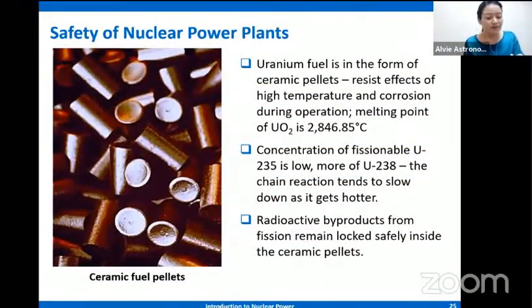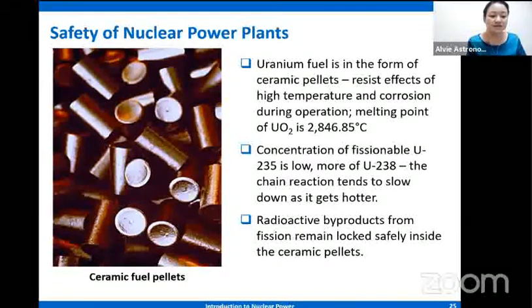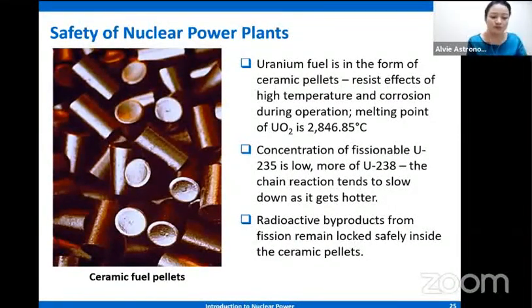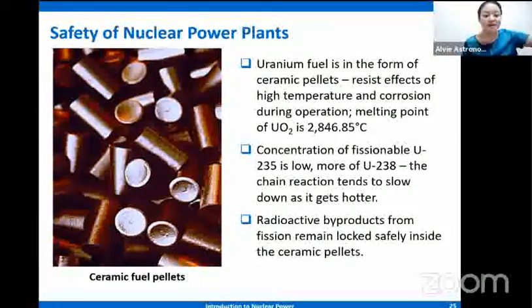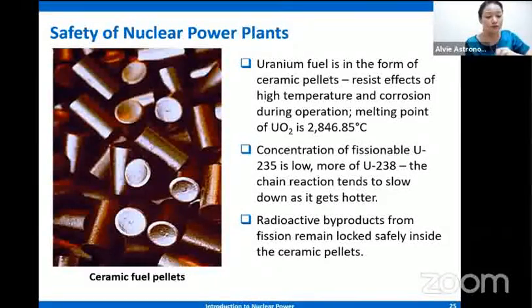From the fuel, I mentioned earlier that the enriched uranium is formed into fuel pellets. The fuel is in the form of ceramic pellets, which has a very high melting point, more or less about 3,000 degrees Celsius. But reactors operate at just a few hundred degrees Celsius during normal operation. So there's a huge margin between the operating temperature and the melting point of the uranium fuel. So it has to be a very large accident before the fuel can melt.